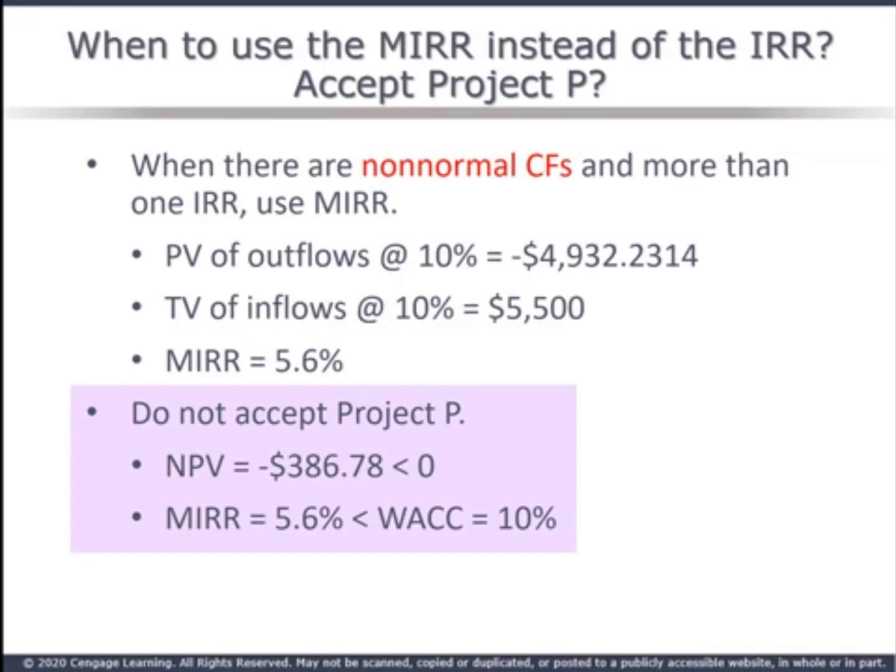For our Pavilion project with an NPV of a negative 386.78 and an MIRR of 5.6% versus a cost of capital of 10%, this looks like a no-go. This would be an opportunity to consider that the firm may well decide to go ahead with the Pavilion anyway, knowing that they'll lose almost $400,000. They may decide it's worth it for strategic reasons.